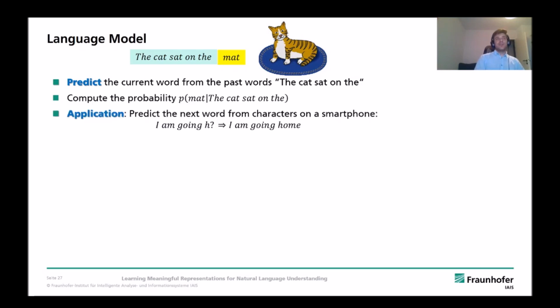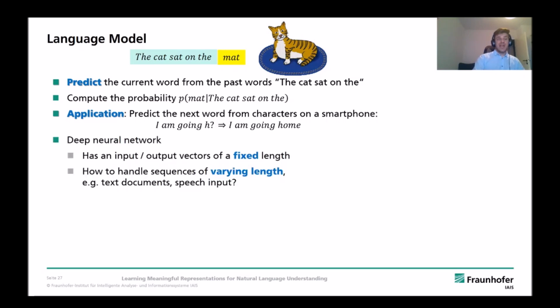Now, what we want to do is compute the probability of the word "mat" given this context, and of course we want to maximize the probability of the word "mat" given this context. This is still very similar to the Word2Vec paradigm which we looked at, where we predict a central word. Now we're predicting a last word or a following word. And this is of course used in smartphones to predict the next word. So if I'm typing "I'm going," it should automatically tell me that maybe the next word could be "home" or "to" or something similar.